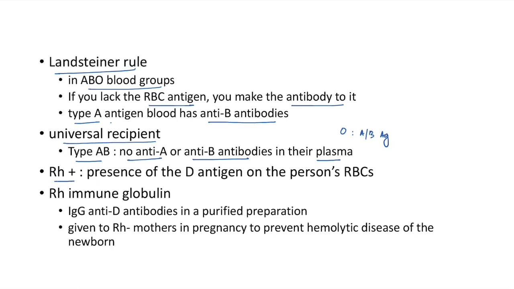RH positive indicates presence of D antigen on the person's RBCs. What is RH immune globulin? It is IgG anti-D antibodies in a purified preparation. They are given to RH negative mothers in pregnancy to prevent hemolytic disease of newborn.